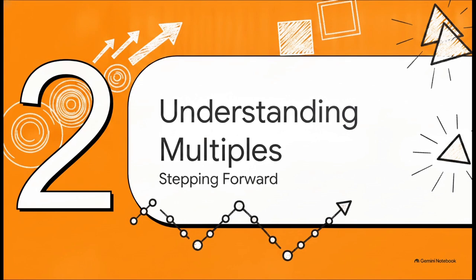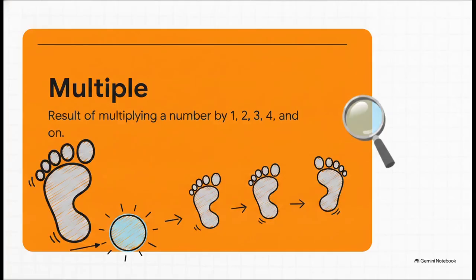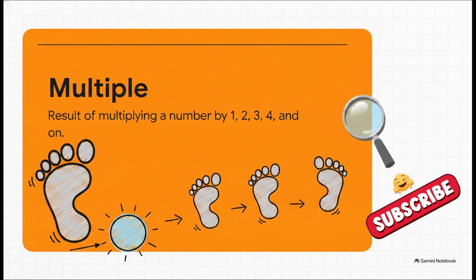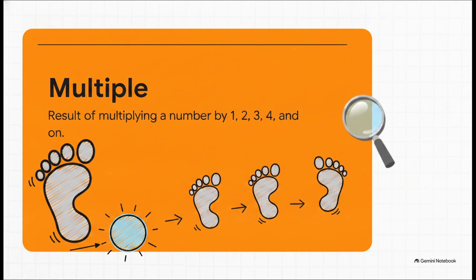Moving right along to Section 2, Understanding Multiples. Now that we know about the pieces that build a number up from the inside, let's go ahead and shift gears. A multiple is the result we get when we multiply our starting number by 1, 2, 3, 4, and so on, infinitely. So if factors are the ingredients inside a number, multiples are kind of like a character's footprints stretching forward into the future.